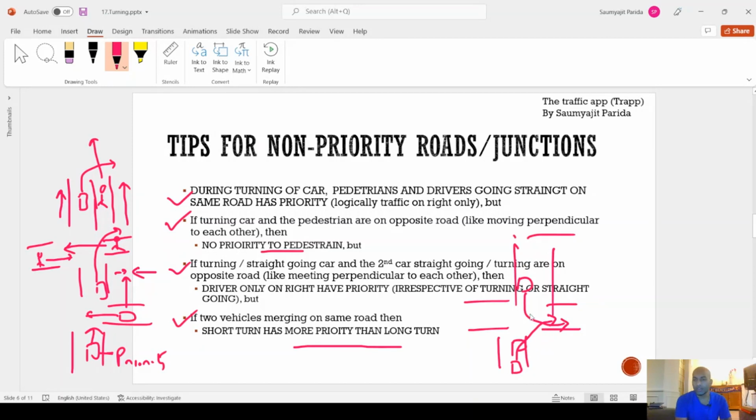So in this scenario, this car from the right of this lane has to merge into this lane, whereas this car was just near to this lane. So here this one is a short turn and this one will be a long turn. In this scenario, the short turn has more priority than the long turn.